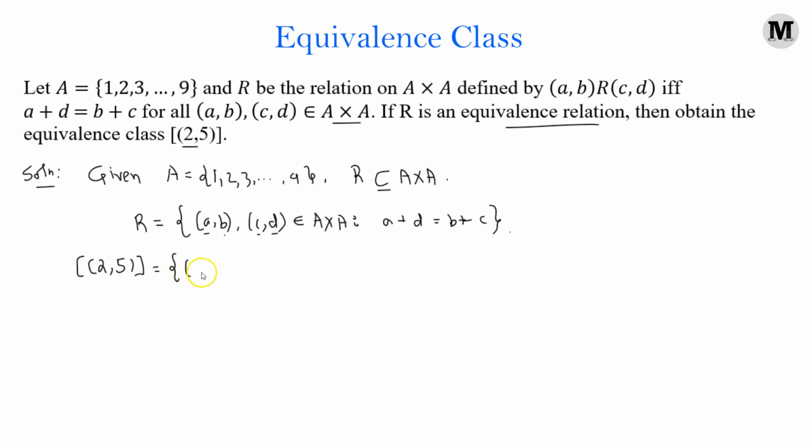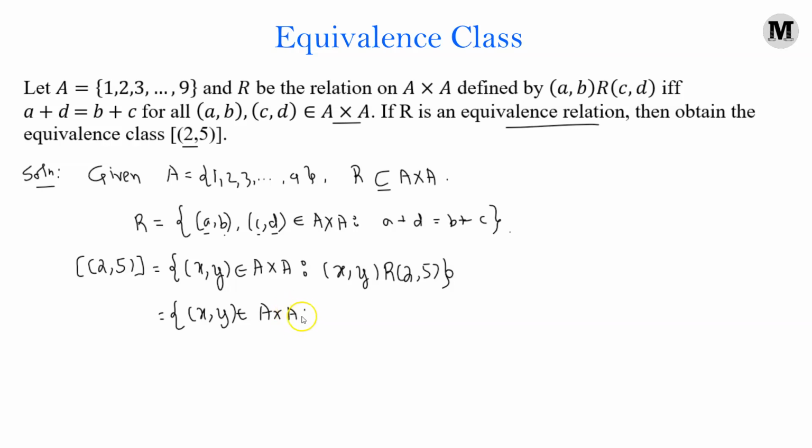Clearly this is a set, and this set is going to contain an ordered pair (x, y), and the ordered pair is going to be picked up from the Cartesian product of the set A with itself such that the way we are picking up the ordered pair (x, y) is such that it has to be related to (2, 5). This is the definition of the equivalence class. So let's take the help of the relation to rewrite this set. That means we have a set of ordered pairs (x, y) belonging to the Cartesian product of A with itself such that (x, y) is related to (2, 5).